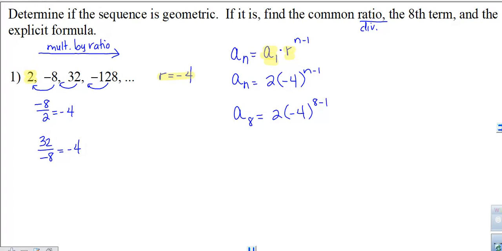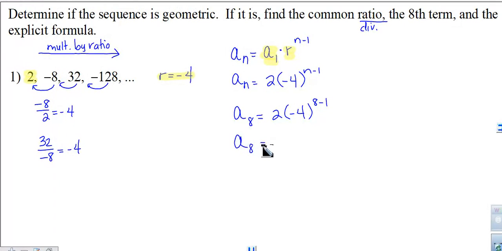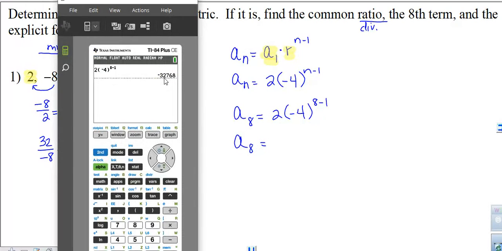You may want to pull out your calculator at this time. When you're entering this equation into your calculator, I would make the recommendation that you enter it exactly as you see it. Be careful to differentiate between a negative sign and a minus sign. I have 2 times -4, and I'm going to raise that to the 8 minus 1. So the 8th term in this geometric sequence is -32,768.